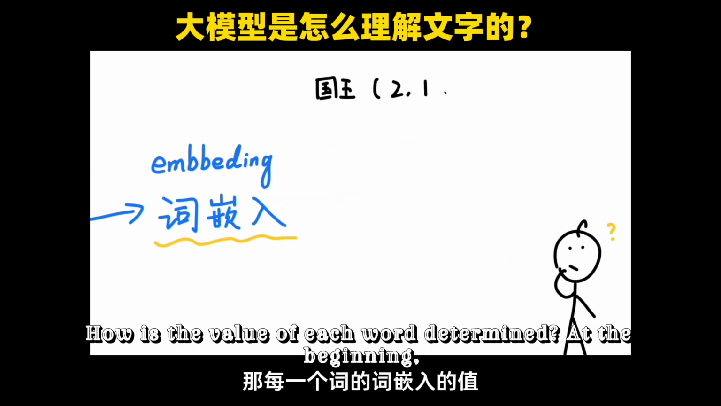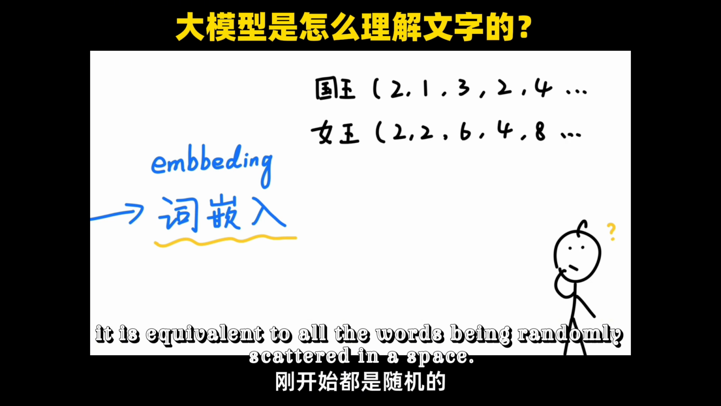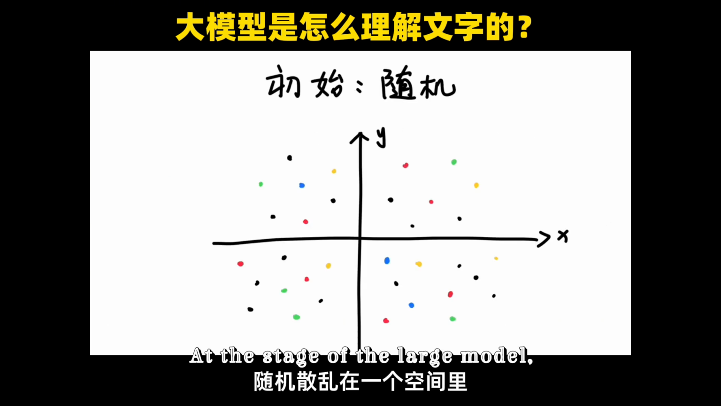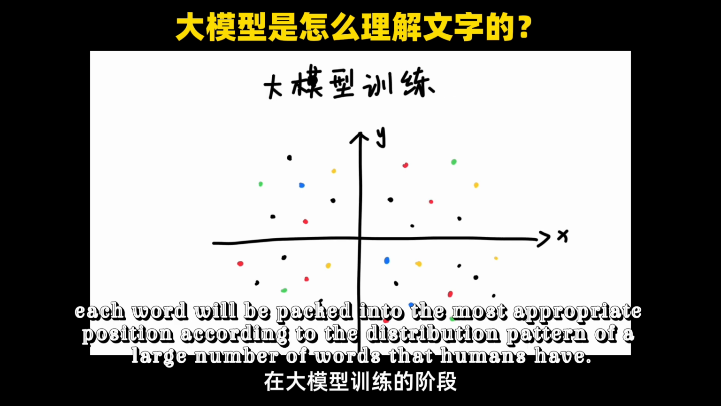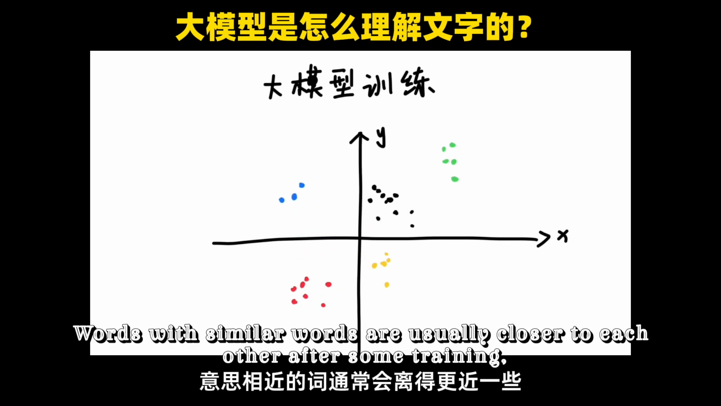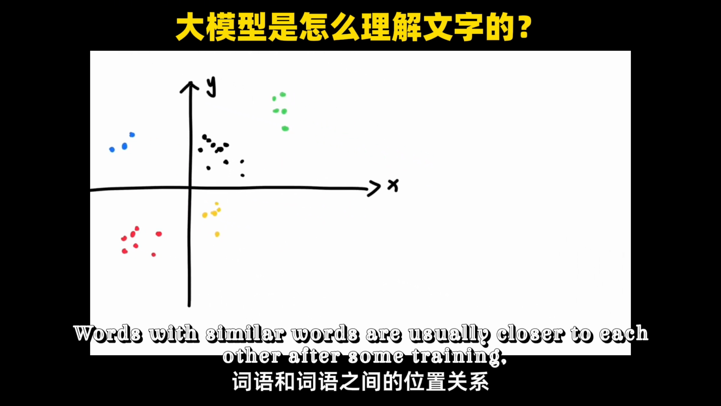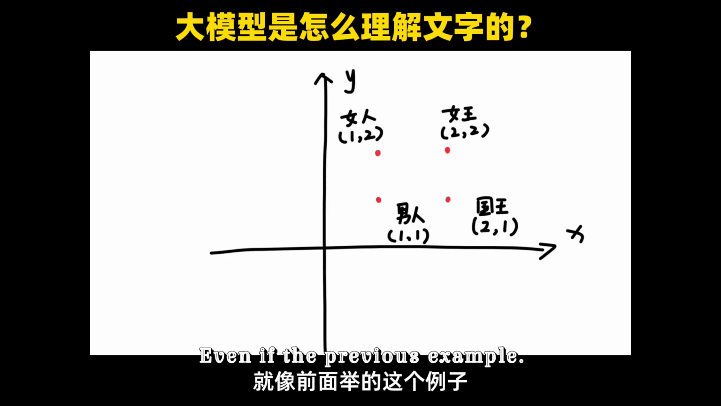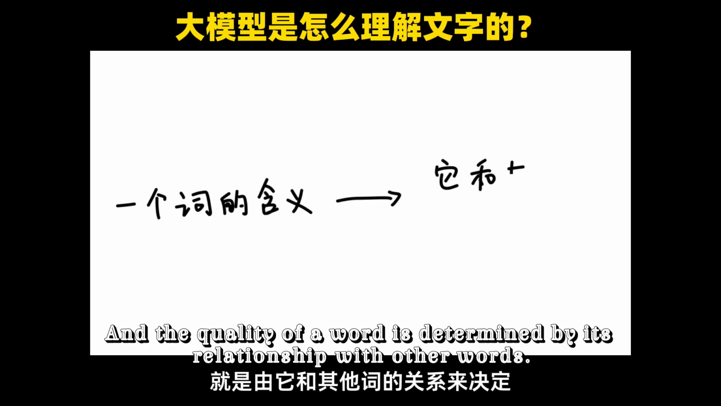How is the value of each word determined? At the beginning, it is equivalent to all the words being randomly scattered in a space. During training of the large model, each word will be moved to the most appropriate position according to the distribution patterns of the large amount of text humans have written. Words with similar meanings are usually closer to each other after training, and the positional relationships between them can reflect their meaning relationships, like the previous example. And the meaning of a word is determined by its relationship with other words.